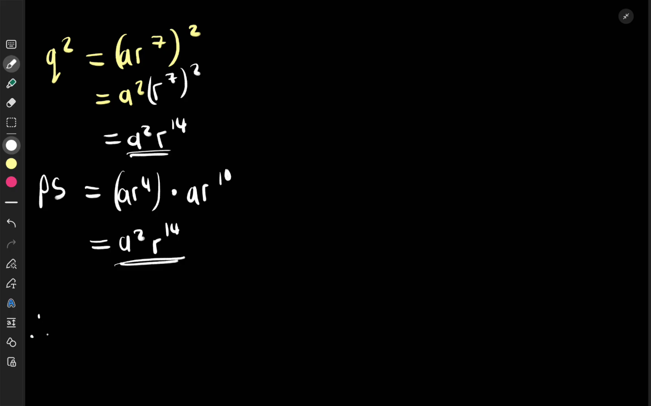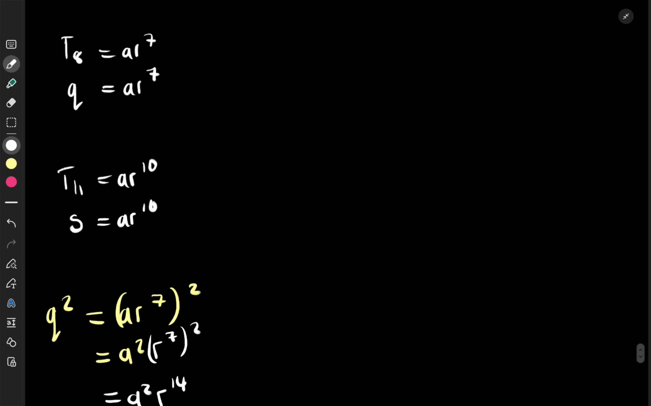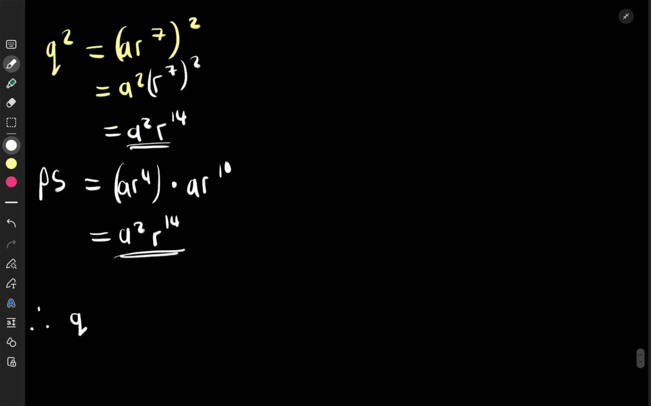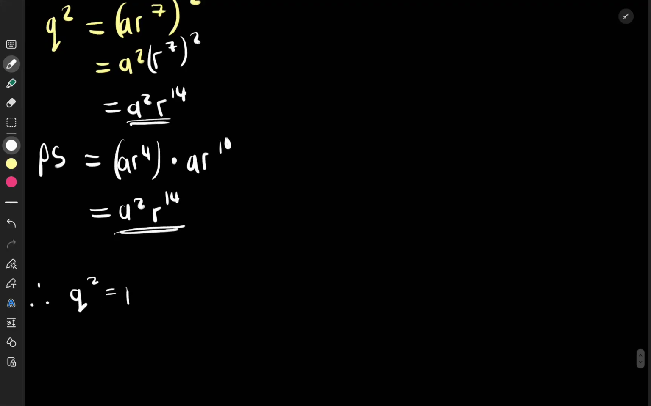So we can say, therefore, Q squared is equal to PS. And we have proved it because we have found that Q squared and PS really represent the same values. And that is it. You are done.